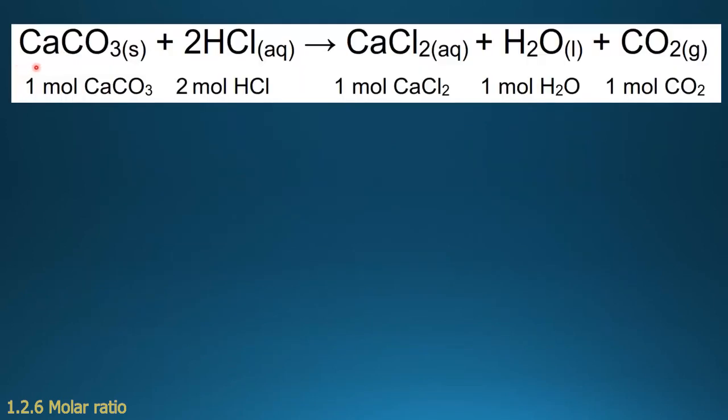So here we have a real chemical reaction. We have calcium carbonate reacting with hydrochloric acid to form calcium chloride, water, and carbon dioxide. Now this equation is balanced. According to the balanced equation, 1 mole of calcium carbonate, if there's no number there, you assume it's a 1, reacts with 2 moles of hydrochloric acid, and that forms 1 mole of calcium chloride, 1 mole of water, and 1 mole of carbon dioxide.